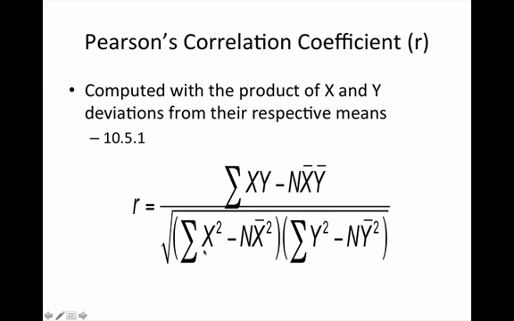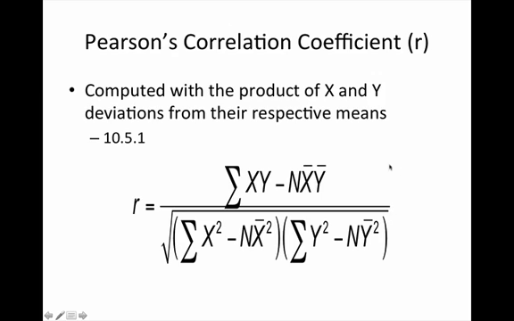And then the bottom involves us summing the squared x values and subtracting the product of our sample size times the mean of x squared. Likewise, here I have the sum of the squared y values minus, again, the product of the sample size multiplied by the mean of y squared. And then I take this entire denominator and take the square root of that value.